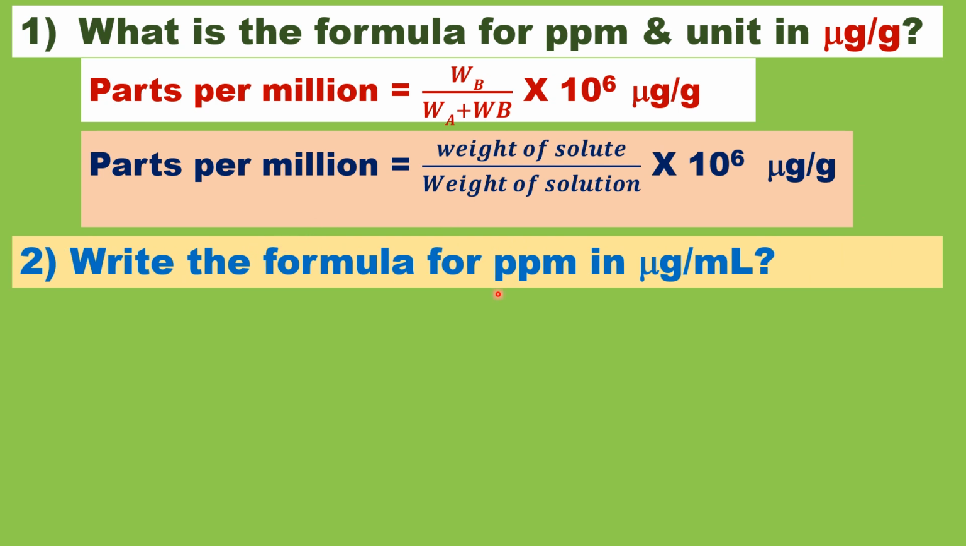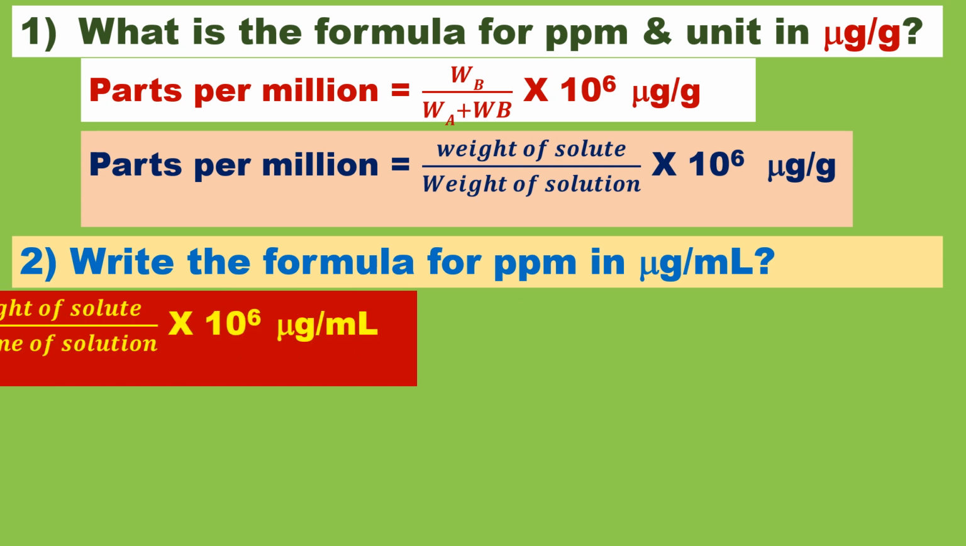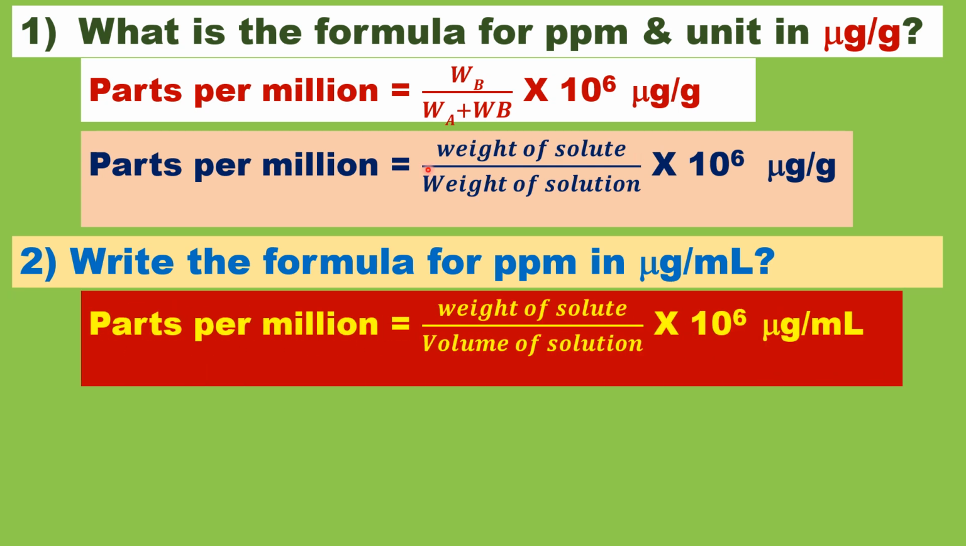Now, write the formula for parts per million in microgram per ml instead of microgram per gram. So, in this, we take weight of solute divided by volume of the solution. Instead of weight of solution, you write volume of solution, into 10 power 6 microgram per ml, its unit.